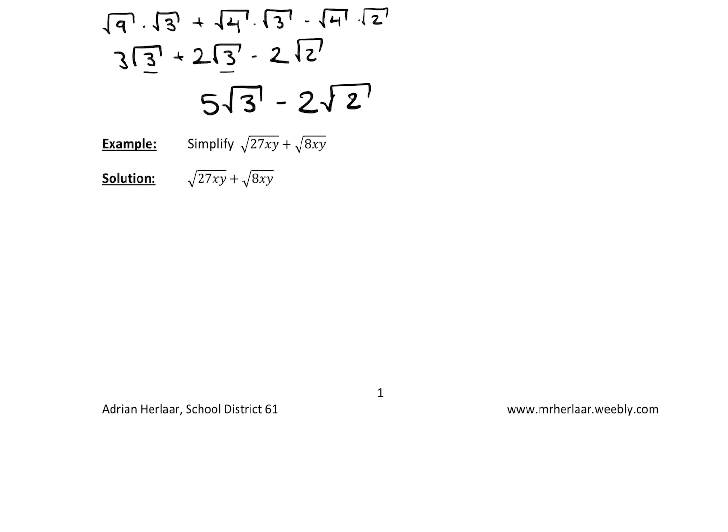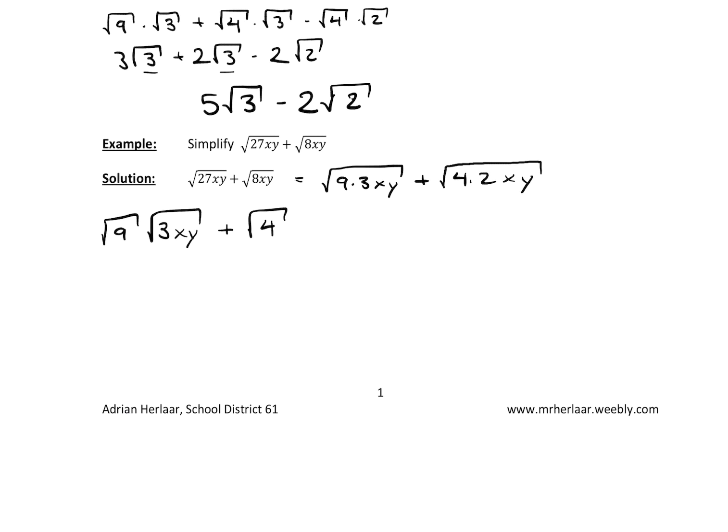Well, this is, again, we have a perfect square. 9 times 3 times x times y plus 4 times 2 times x times y. Well, what do we have? We got root 9 times root 3xy. Well, I mean, I can't do anything with the xy, right? And then root 4 times root 2xy. So that's 3 root 3xy plus 2 root 2xy.